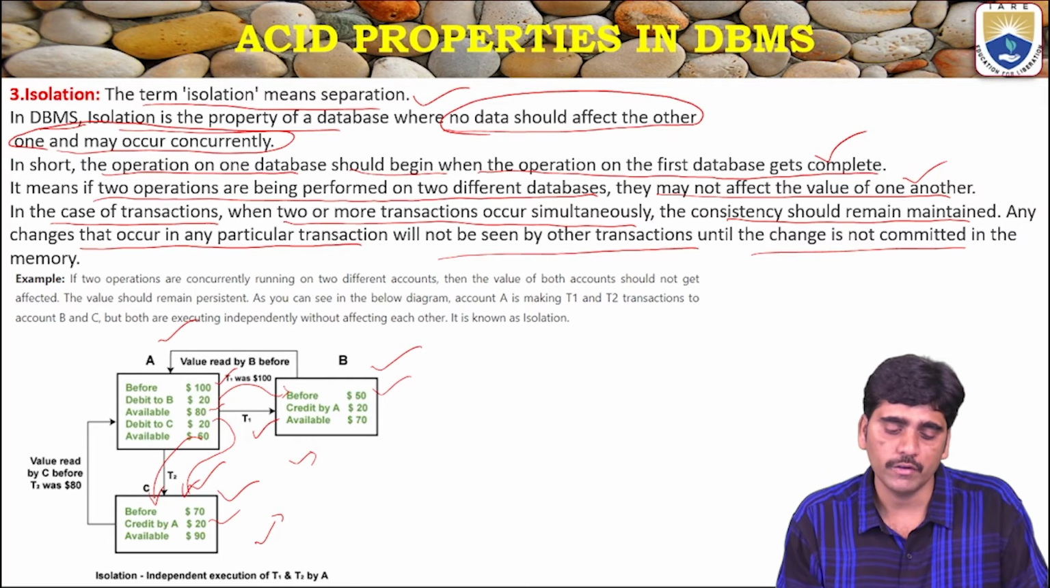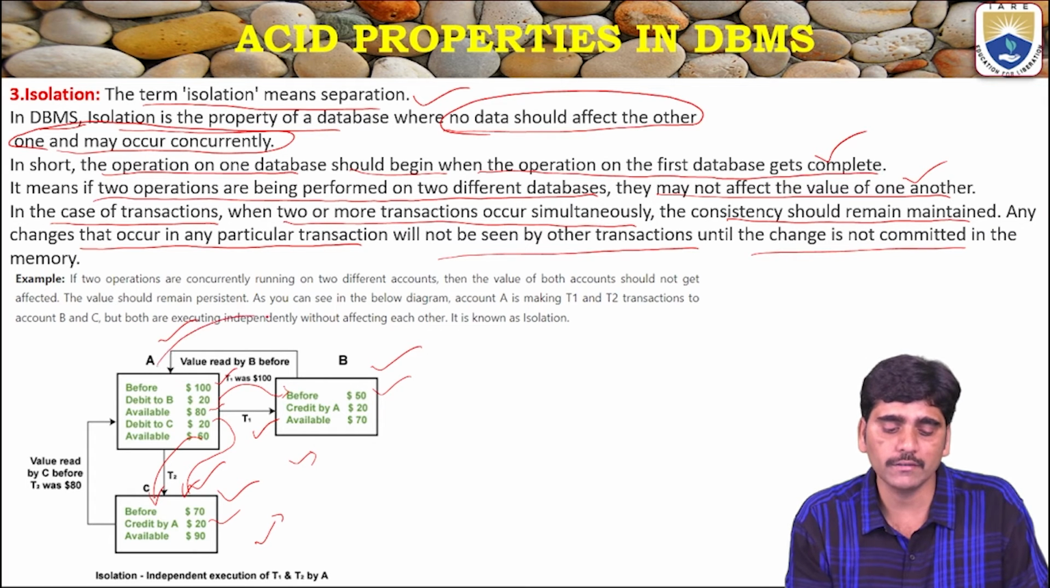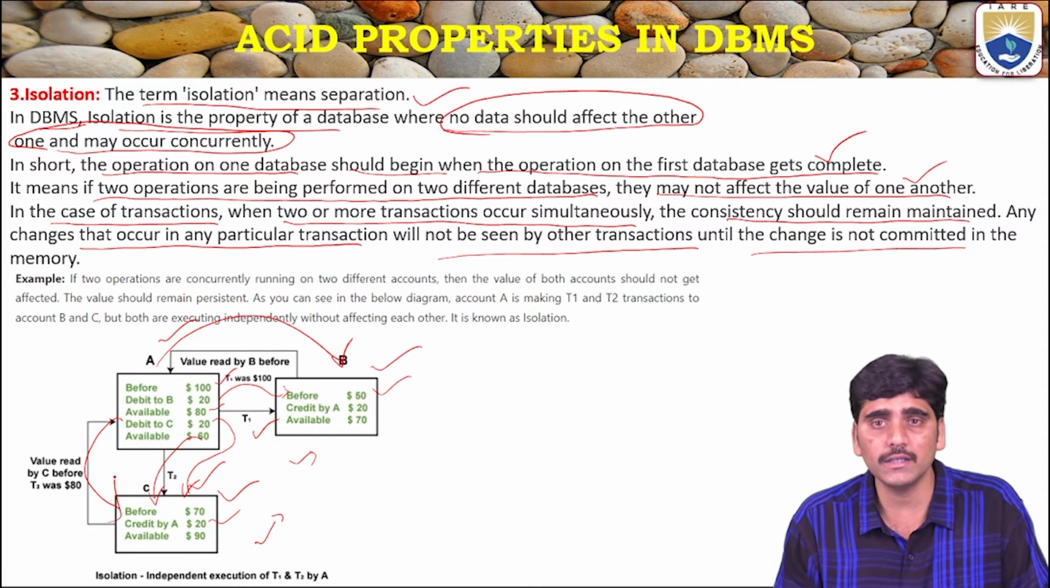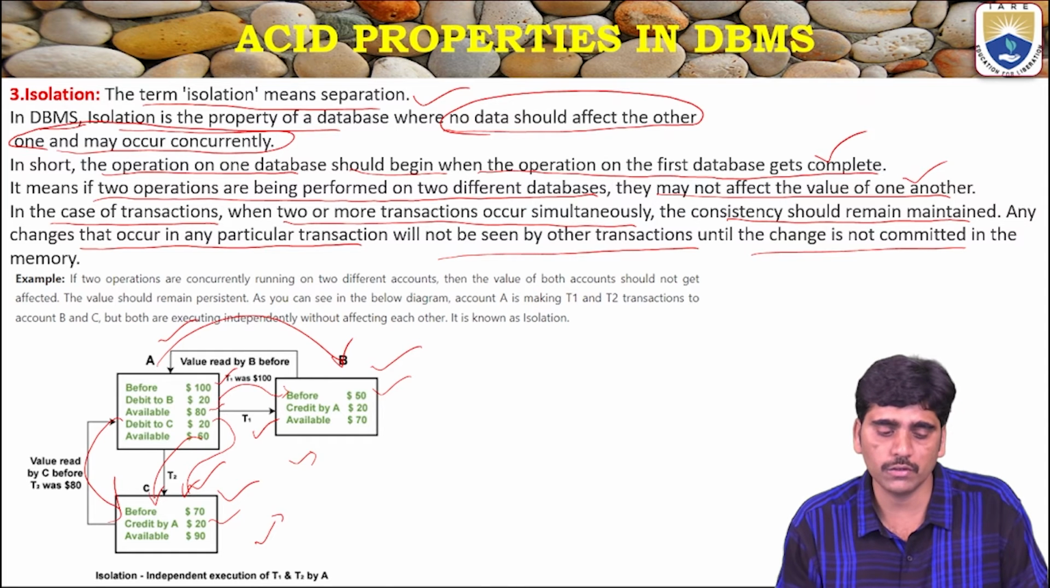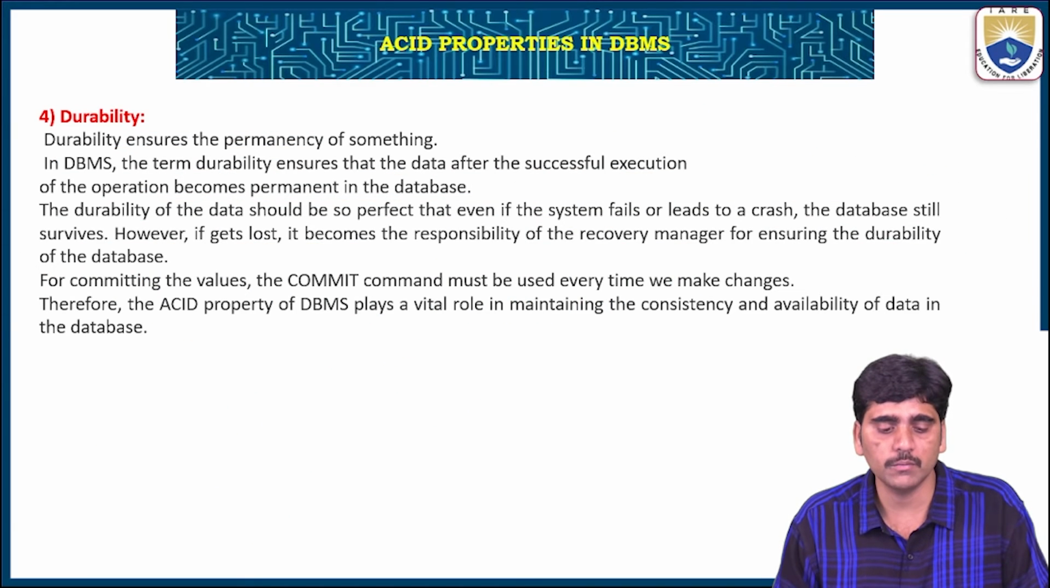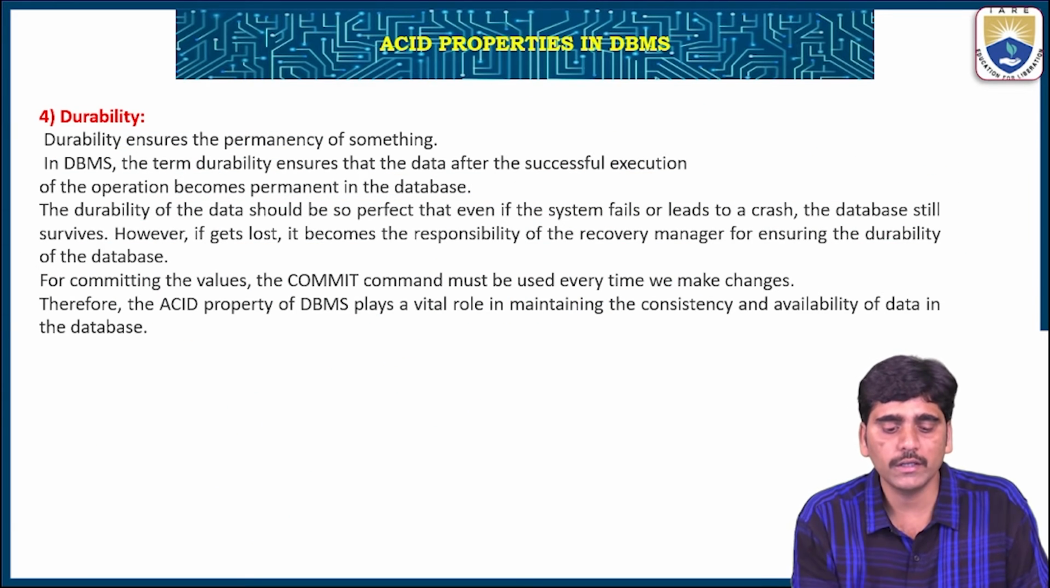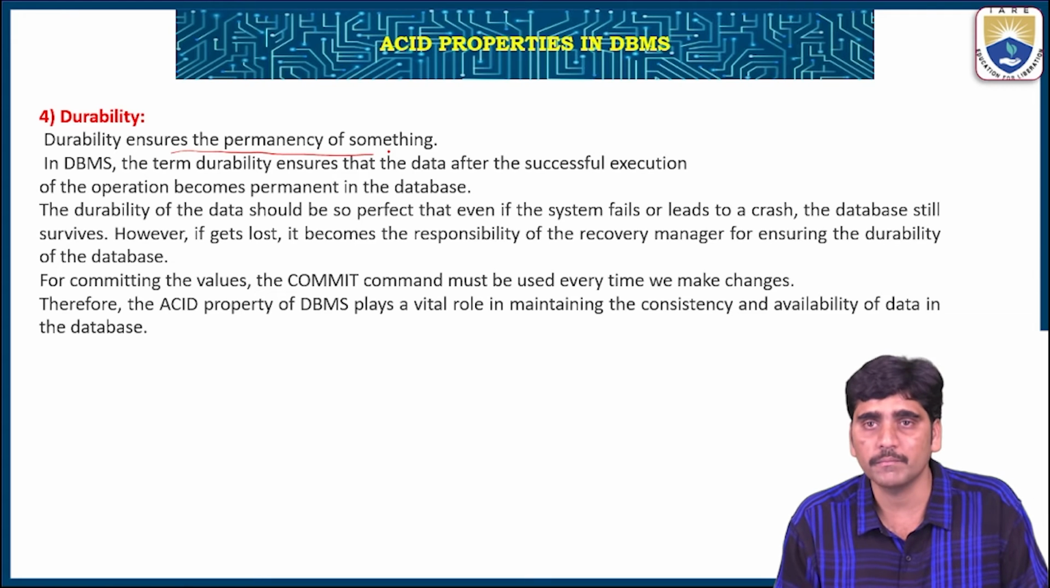So here, when you are performing a credit or debit transaction with B, and a debit or credit transaction with C, the B and C account holders will not be affected by each other's operations. So now we can say that the isolation property is satisfied, right? And the last one is the durability property. Durability ensures the permanency of something.